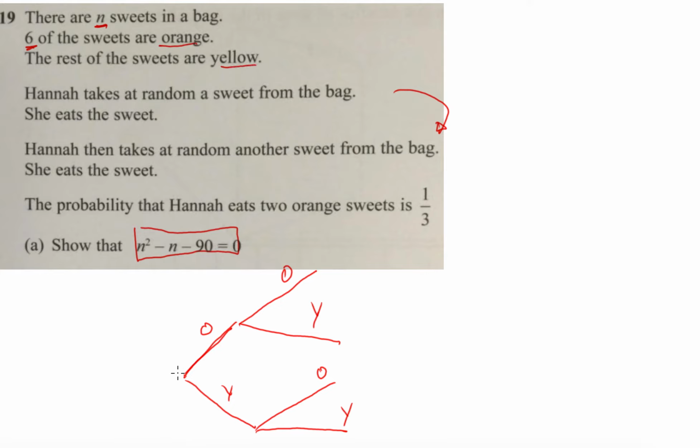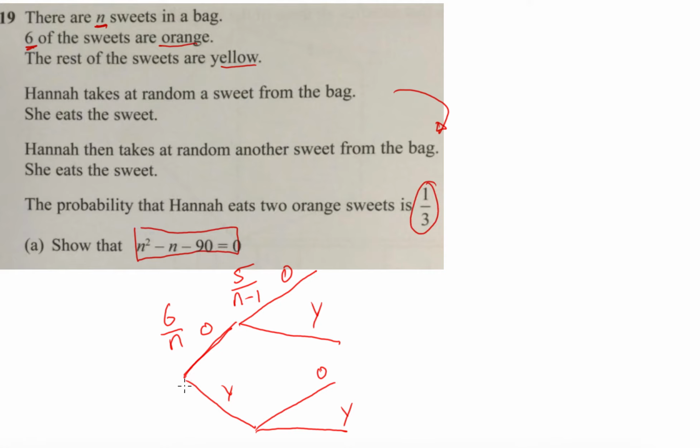So let's think now, what's the probability that she gets an orange sweet? Well, 6 of them are orange and the total number is n. So the probability she gets an orange is 6 out of n. Let's say she ate this sweet now, and now she chooses another orange one. Well, she ate 1 orange, so now there's 5 orange, and the total now is whatever the total was before, take away 1, so n minus 1. And you can fill out the rest of the branches yourself for good practice, but all we need is the probability that she takes 2 orange, because we've been told that it's a third.